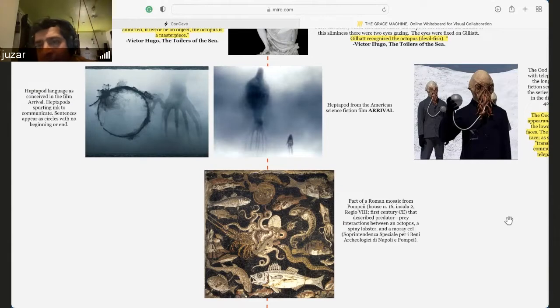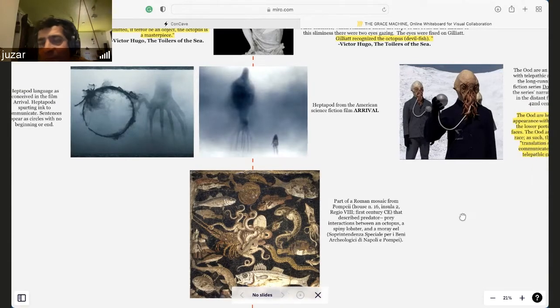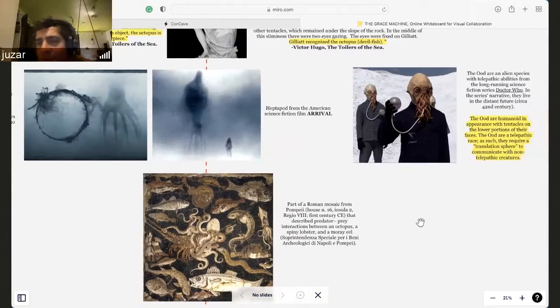And on the right, you have the Ood. The Ood are an alien species from another sci-fi, Doctor Who. The Ood are humanoids in appearance with tentacles on the lower portions of their faces. The Ood are a telepathic race. As such, they require a translation sphere to communicate with non-telepathic creatures. This is how the octopus is still in exchange with other things, and how it transforms into human-octopus hybrid forms.